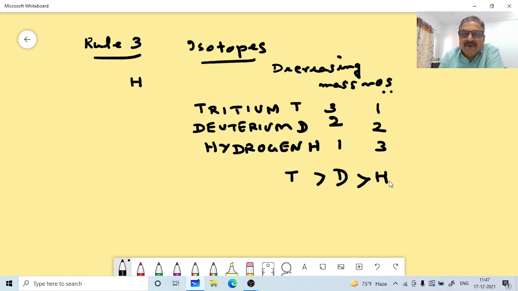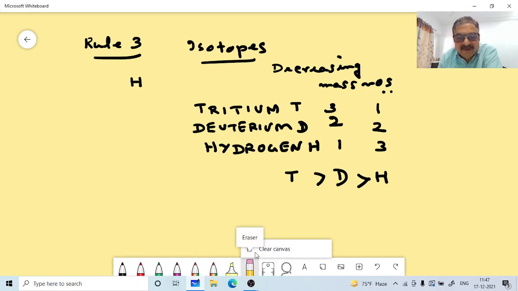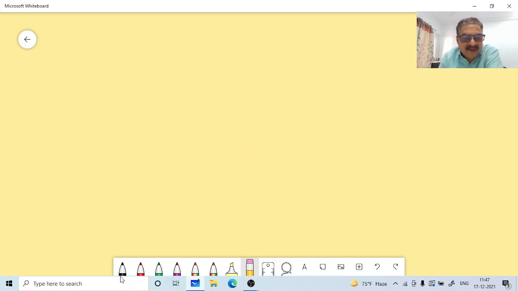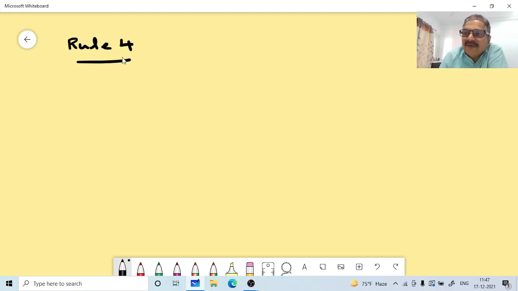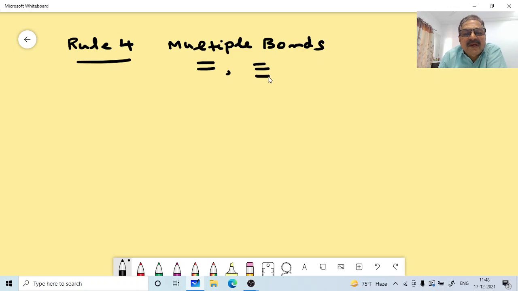Correct. Now rule 4 will be slightly interesting. Rule 4 is for an atom bonded to multiple bonds. So if you keep on assigning priorities like this, it will be very easy for you to find the R and S notations. Now rule 4 is regarding multiple bonds. Multiple bond means double bond, triple bond. These are pi bonds. Correct? Double bond and triple bond, multiple bonds.